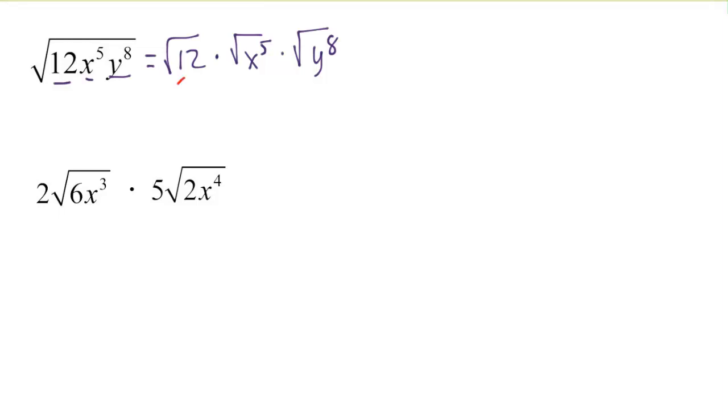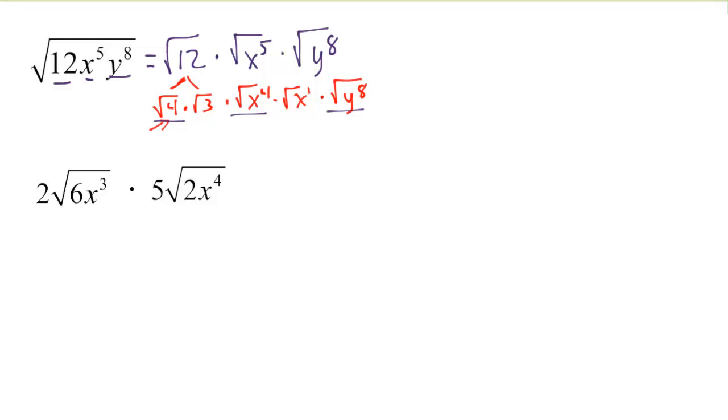So the square root of 12 can be rewritten as the square root of 4 times the square root of 3, and 4 is the square number. X to the 5th can be written as the square root of x to the 4th times the square root of x to the 1st. And y to the 8th is already a perfect square, so we're just going to leave it like it is and then reduce it. Okay, so I'm going to do all the perfect squares first. So perfect square here, and a perfect square there.